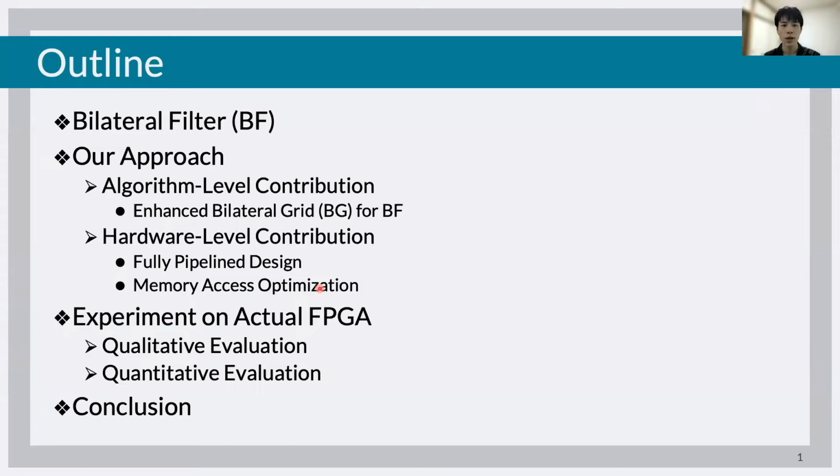First of all, I would like to introduce the bilateral filter, an image processing filter. Second, I will explain our approach to accelerate the bilateral filter. There are algorithm level and hardware level contributions here. Then we'll look at the experimental results on an actual FPGA board from qualitative and quantitative perspectives. And finally, I will conclude my presentation.